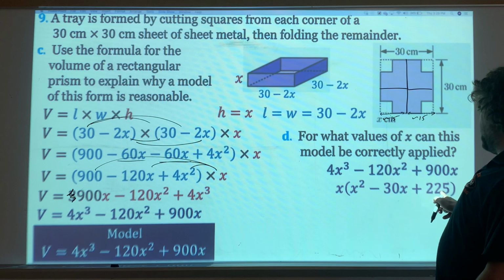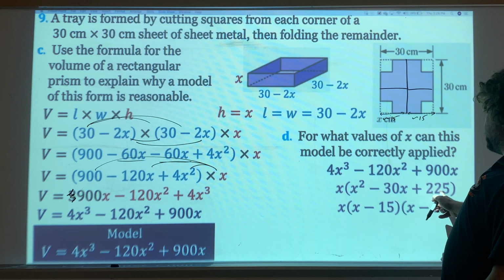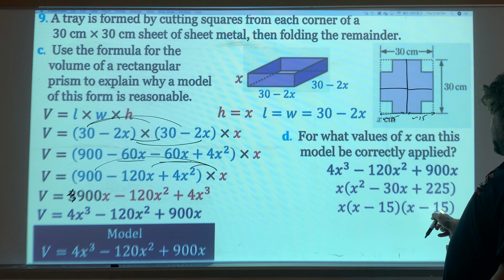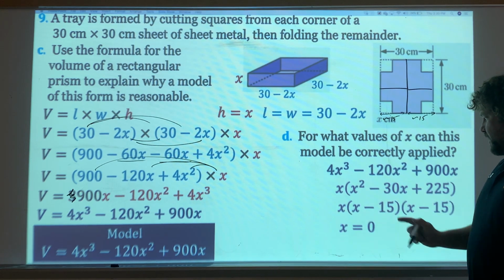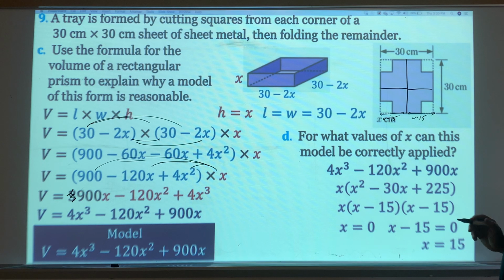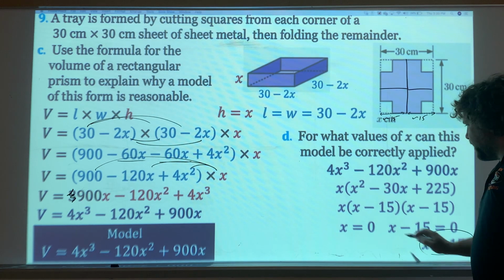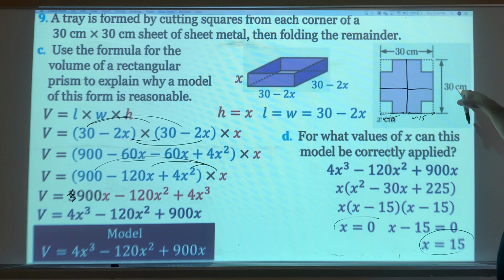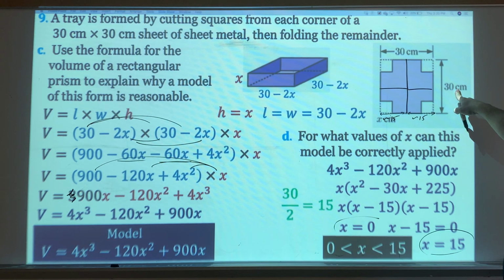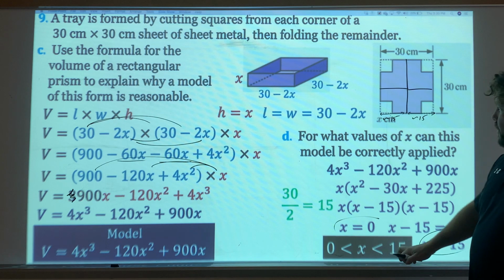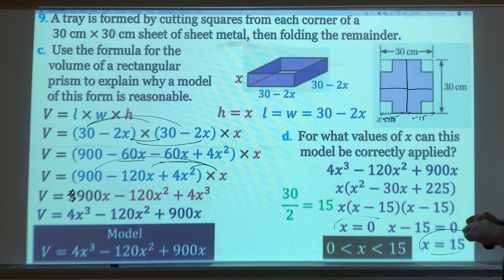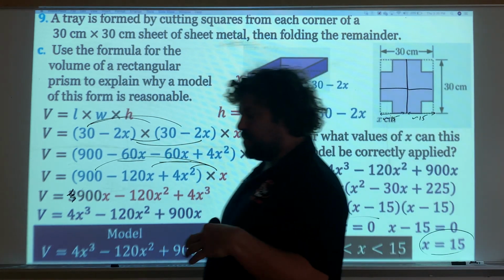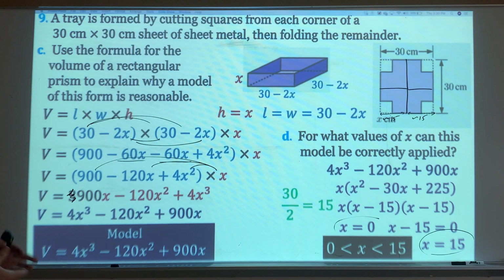X equals 0. I can factor this. The factors of 225 that add up to 30 are 15 times 15 is 225. Negative 15 minus 15 is minus 30. I just factored this. X equals 0. X minus 15 equals 0. So x equals 15. But you may say, oh wait, you did that mathematically. How'd you get this 15? Well, if the whole thing is 30, what's half of 30? 15. So you can solve it that way as well. But the values: x has to be greater than 0, can't be 0, and it has to be less than 15. It can't be 15. It'd probably be a lot less than that, but mathematically that's all we do.